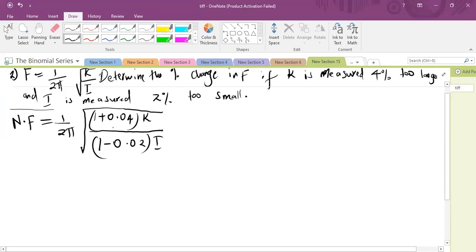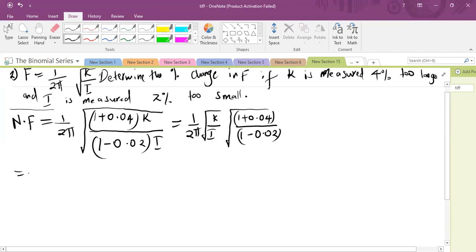Then we go on and evaluate this using binomial theorem. Now I can take out this whole formula because it's present here, so that I write this value as 1 over 2 pi, then the square root of K over I, and then it will be visible what exactly I'm remaining with that I'm supposed to evaluate using binomial theorem. So that will be the square root of 1 plus 0.04, all this divided by 1 minus 0.02. To enable me carry out this expansion nicely, I will bring this on top. So all these are raised to power a half.